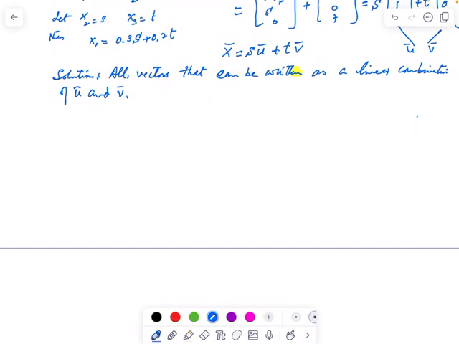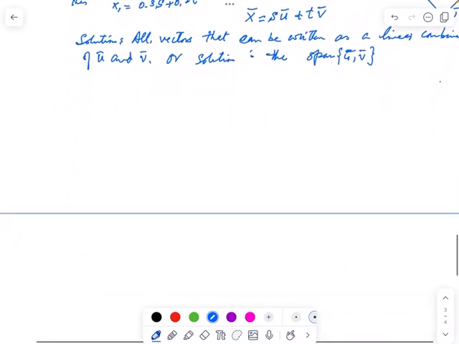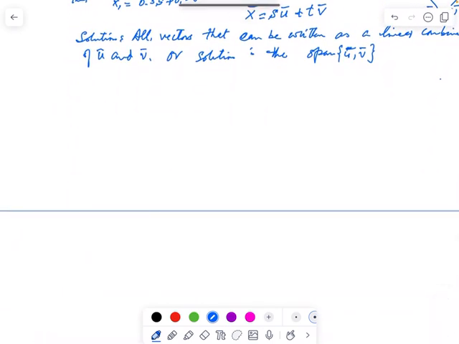So we say the solution is the span of u, v. Now if you recall from before, this is going to give you a plane passing through the origin.